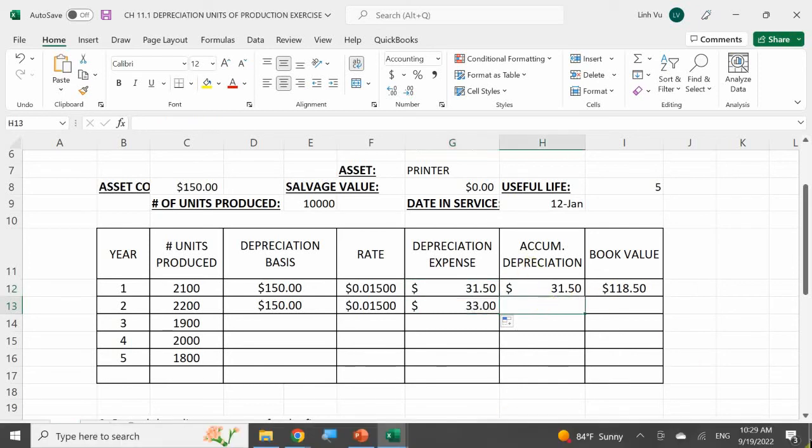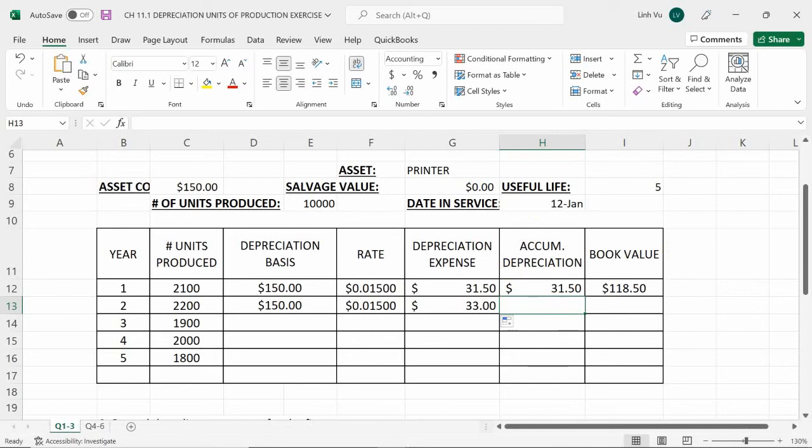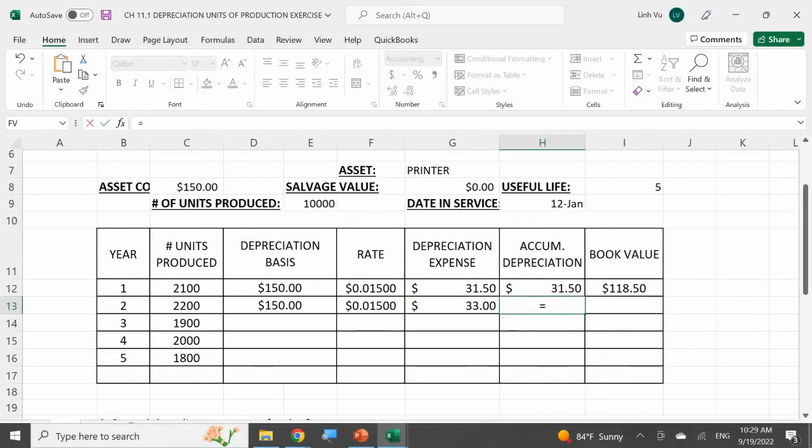The same amount? No. Only the first one is the same amount because there is no previous year's accumulated depreciation to begin with. So that would be zero, right? No, because now I do have a previous year. I'm on year 2. What was my previous year's accumulated depreciation?